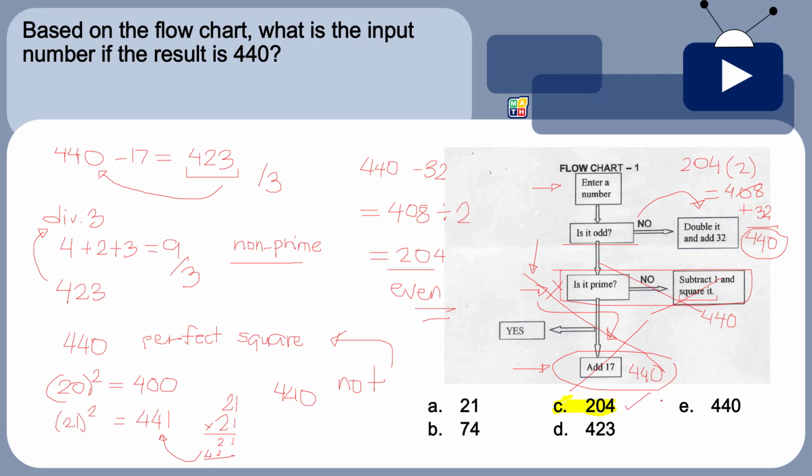So this type of video shows us that for this type of flowchart, it's okay to eliminate options. We can eliminate possible processes to get our intended result. Just make sure you know what primes, odd numbers, and perfect squares are, so that you would know the correct answer.